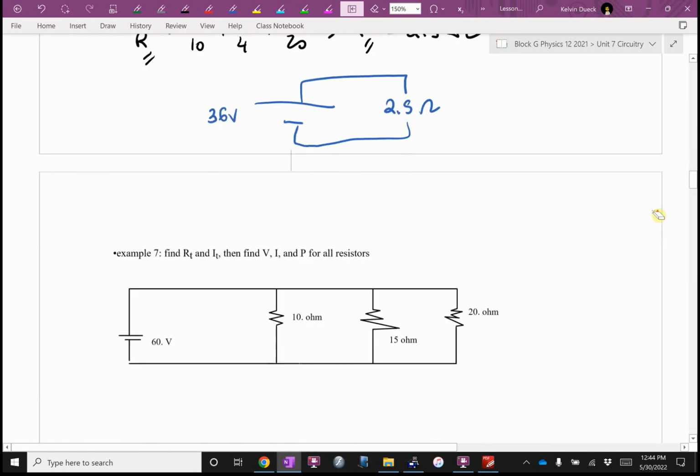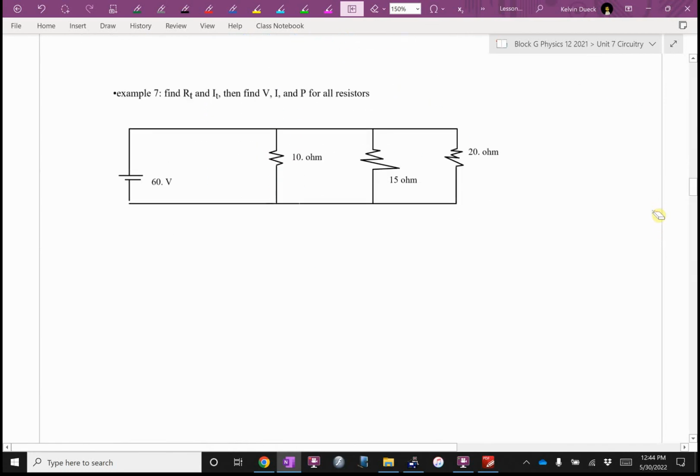I'm getting old. So, example 7, it says find R total and I total, then find V, I, and P for all resistors. Now, I gotta be honest, I could solve this without rewriting this, except they told me they want me to. So, I can't find R total. What I can find is 1 over R total. That's going to be 1 over R parallel, which is going to be 1 over 10 plus 1 over 15 plus 1 over 20, and then I'll take the reciprocal of that. Try that on your calculator, please.